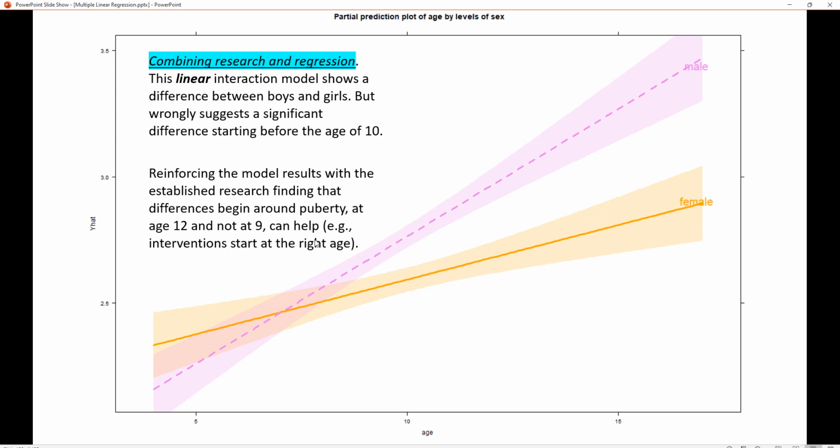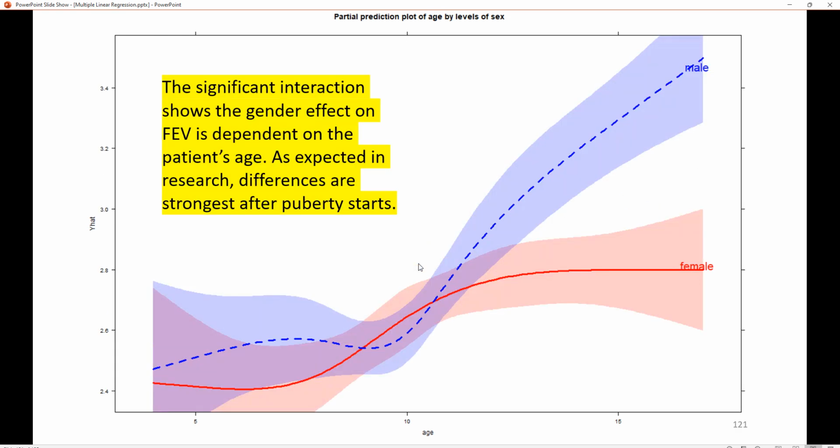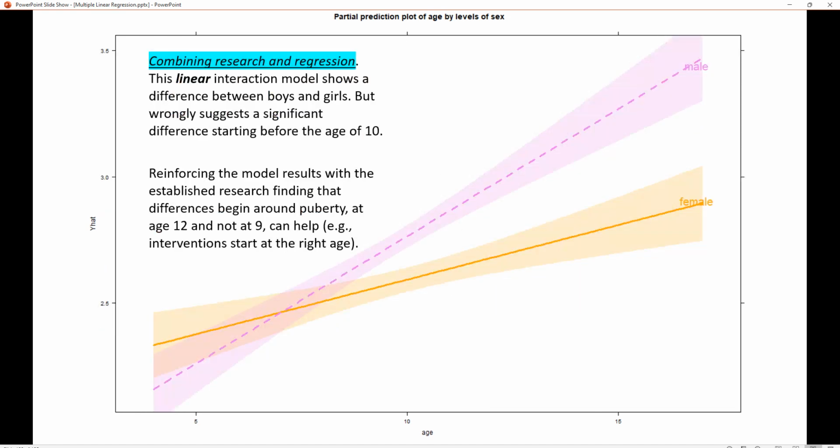So rather than starting an intervention too early at the age of 8 or 9, if we go back to a nonlinear model and supplement our model with clinical expertise, those familiar with the research would know that if you were to do an intervention, age 12 makes more sense.